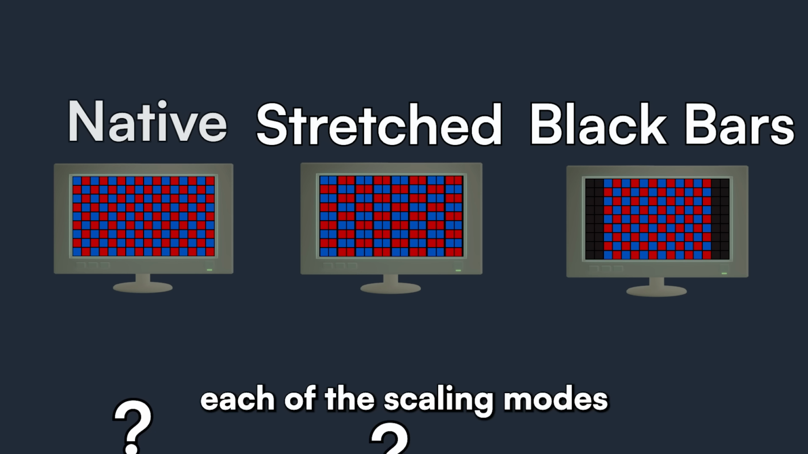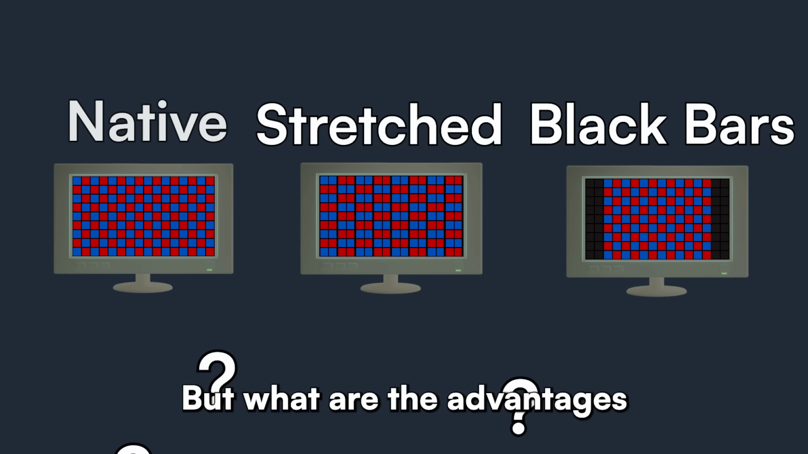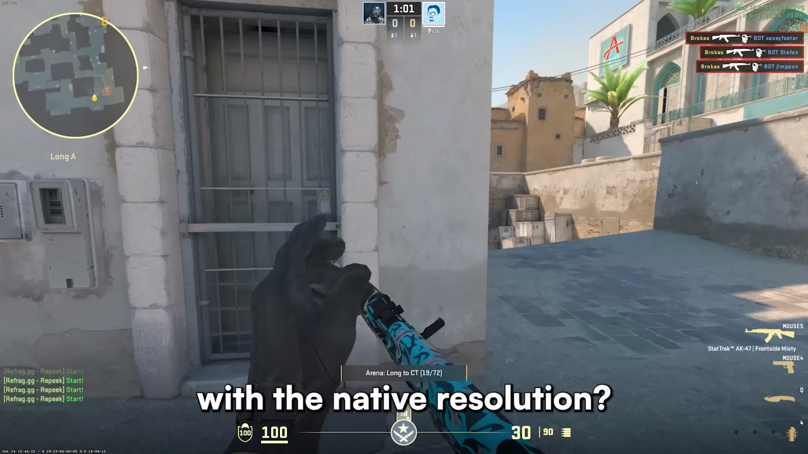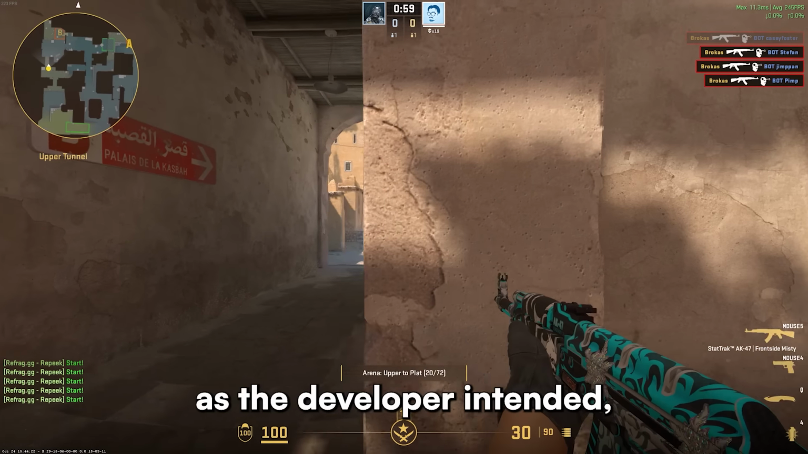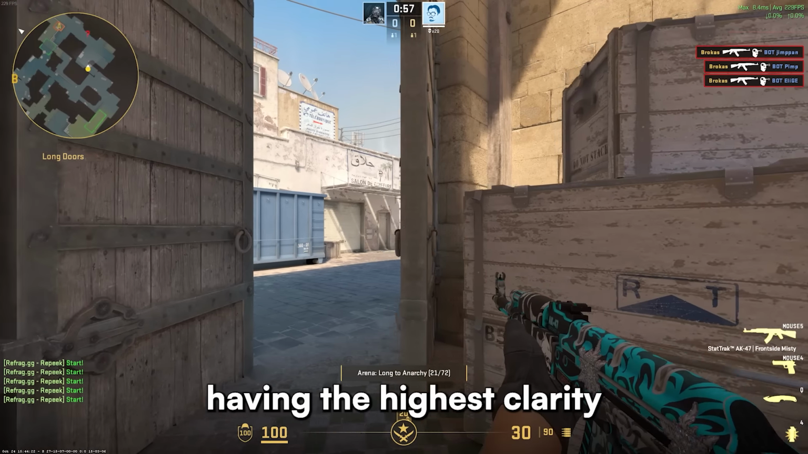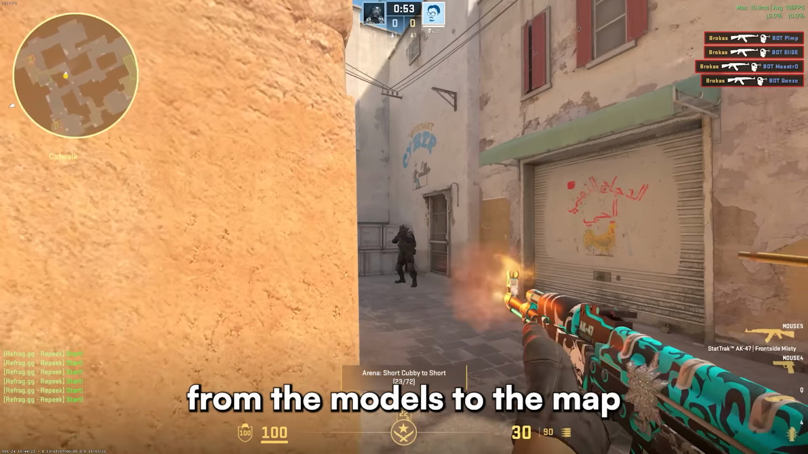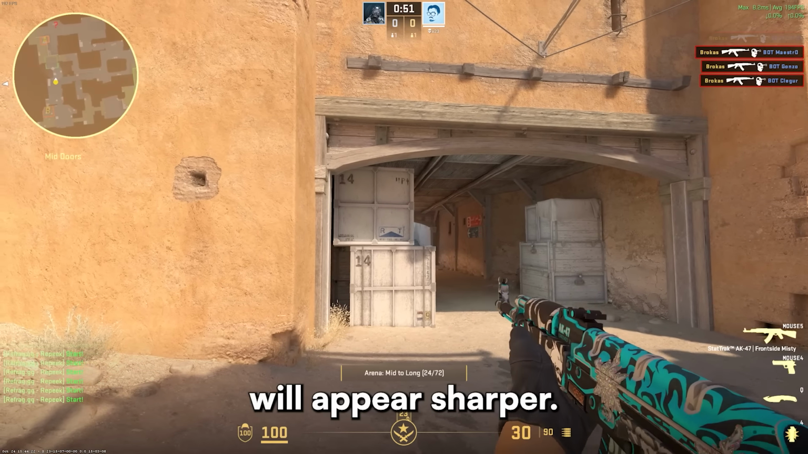Clearly, each of the scaling modes is different from one another, but what are the advantages and disadvantages to each, and which one should you use? With the native resolution, the game will look as the developer intended, having the highest clarity and definition. Every part of the game, from the models to the map and the HUD, will appear sharper.